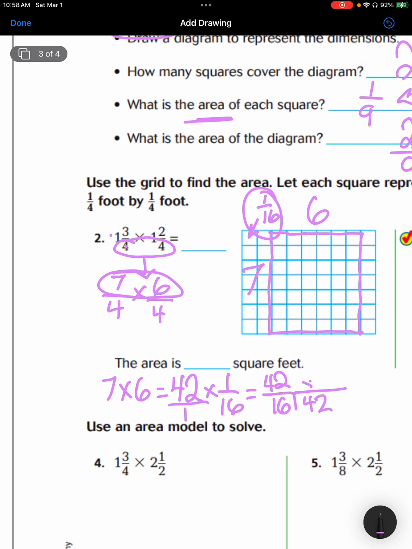16 can only go into 42 twice, which is 32, and you would have 10 left over. So you have 10 over 16. So your answer is 2 and 10/16, or if you wanted to simplify it, it would be 2 and 5/8.